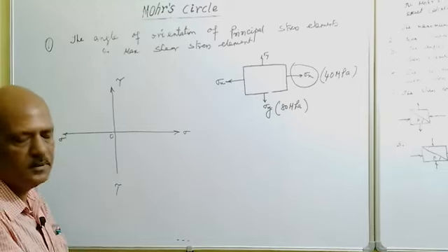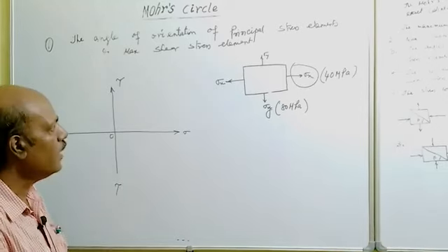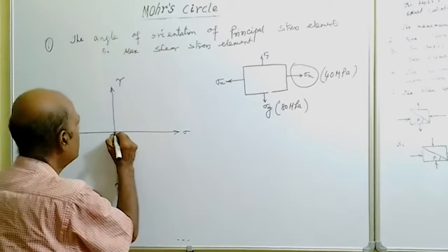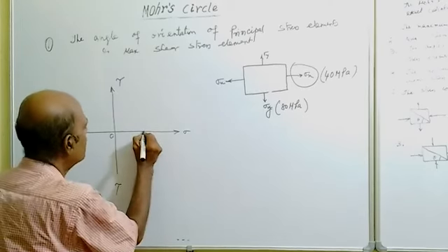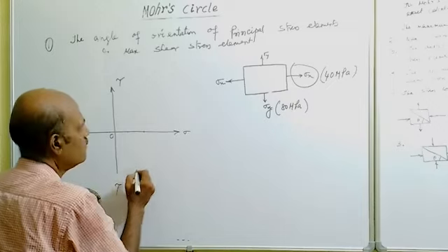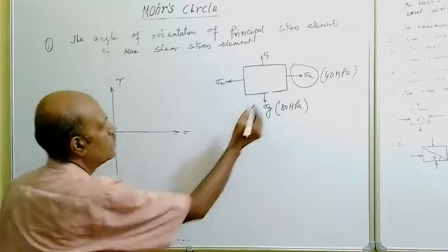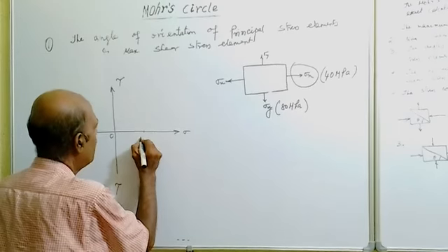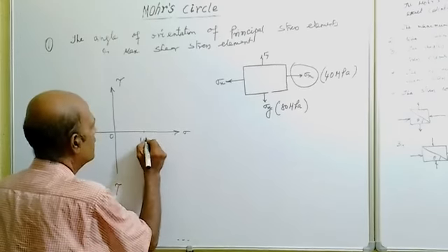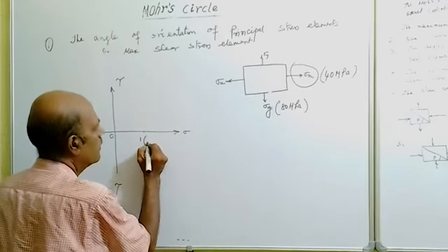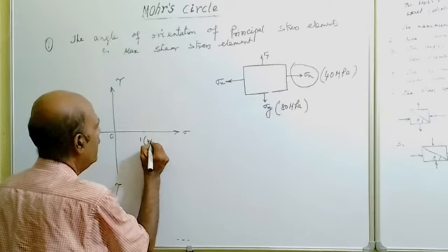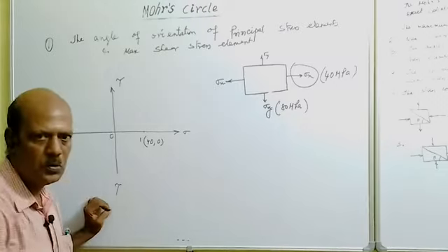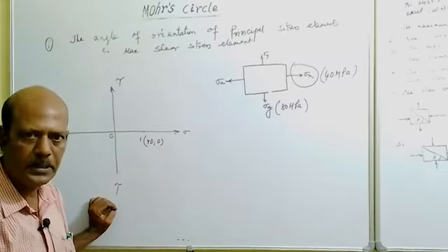Now in this, what is the x face point? That is 40 megapascal. So by using some scale, you consider say this is 40 megapascal, tau is 0, sigma x is 40. So we have got the first point, just mark it as 40, 0. Tau is 0, sigma x is 40.